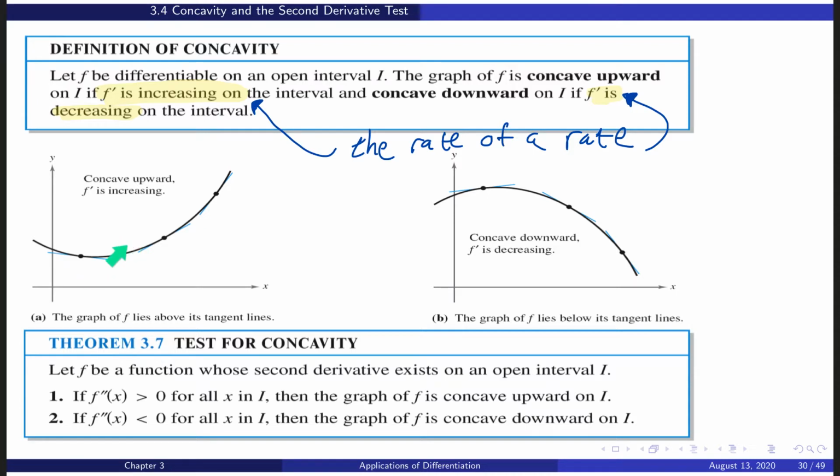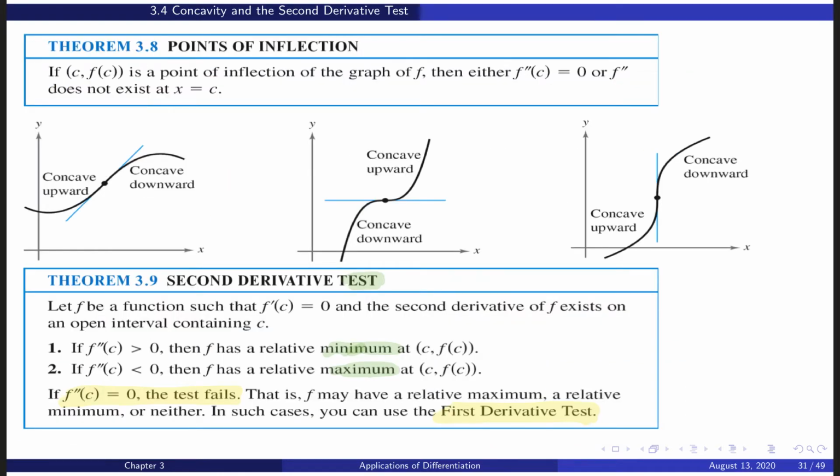If the first derivative is increasing, then the second derivative will be greater than 0, or positive. And that's how you determine if something is concave up. If the second derivative is negative, then that means your first derivative is decreasing, which produces a concave down graph. If your plot ever changes from concave up to concave down or vice versa, you're going to have a change in sign in your second derivative.